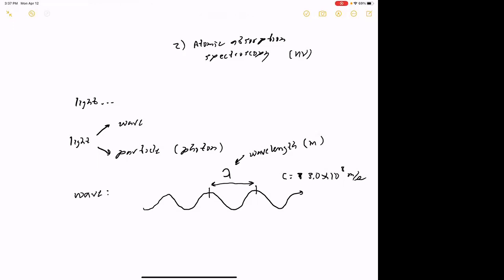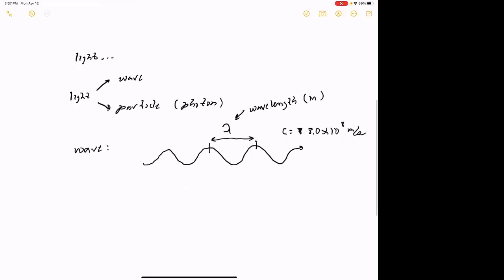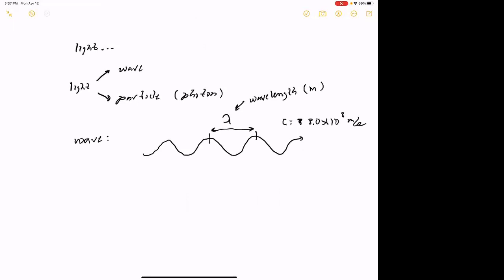What's the thing that ties wavelength and speed of light together? There's one other thing we can talk about. Does anybody remember what it is? It's not time, is it? Not time, but it's close to that. Frequency. Yeah, that's the other thing.